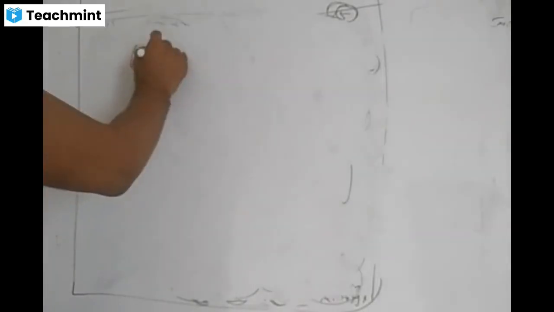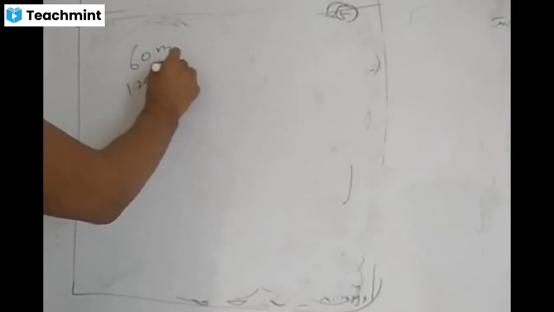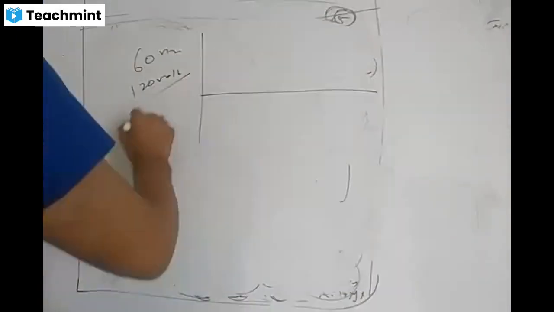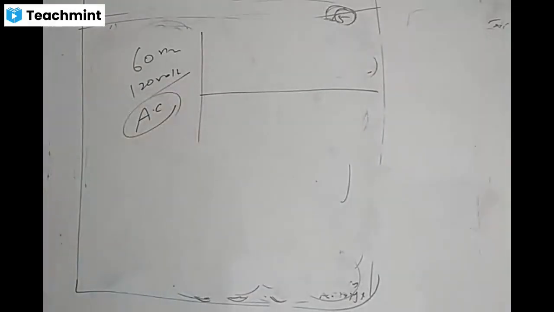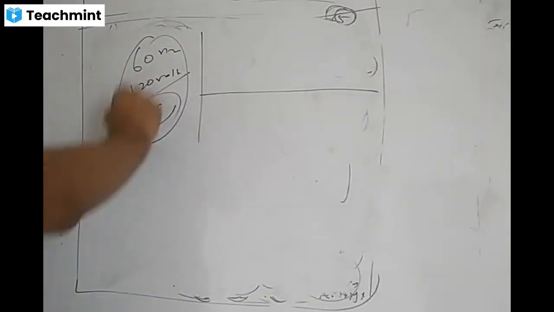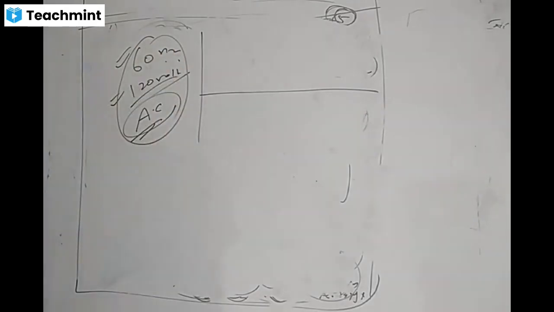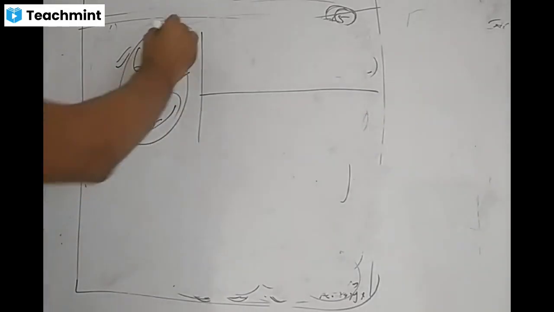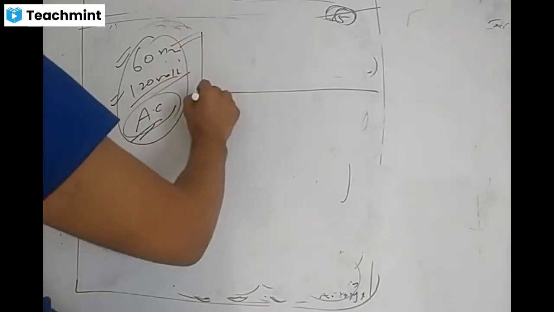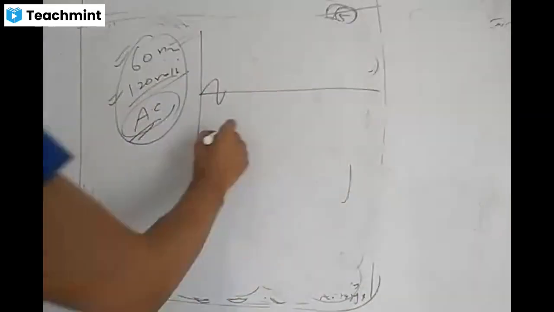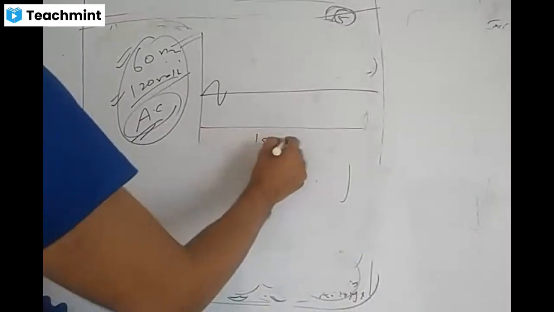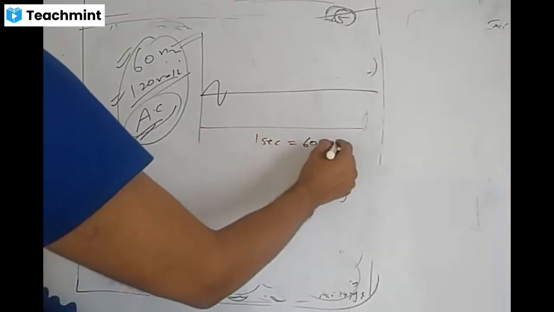So suppose there are 60 Hertz and 120 volt. What is the meaning of this? 60 Hertz, and this is known as alternating current. So this is coming at our home, AC current at 60 Hertz frequency and suppose 120 volt. 60 Hertz means, this is one cycle, and in 1 second there are 60 cycles.